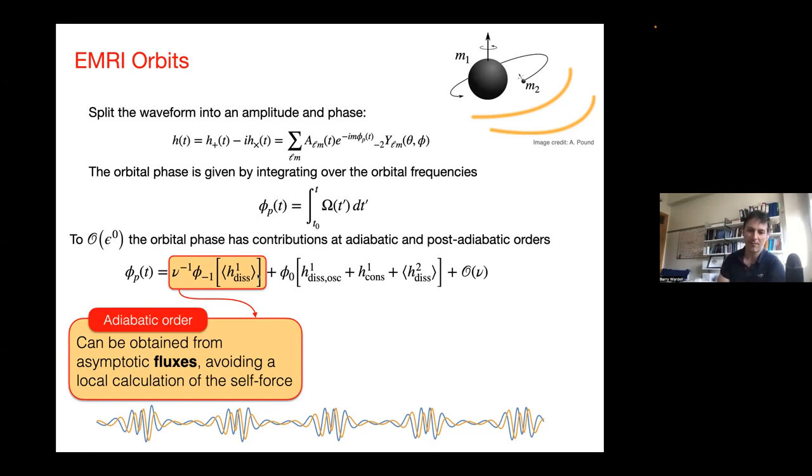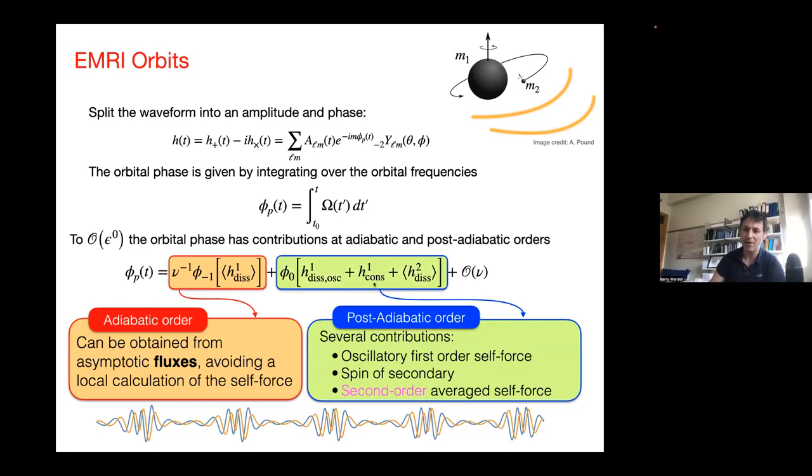It can be obtained from asymptotic fluxes by solving the Teukolsky equation, for example, and avoids a lot of the messy details involved in computing the self-force. But that's not going to be good enough for LISA. The reason is that there is also a mass-ratio-independent piece, which could be order 1. And we better get that right if we have any hope of having a waveform that's phase accurate enough for LISA.